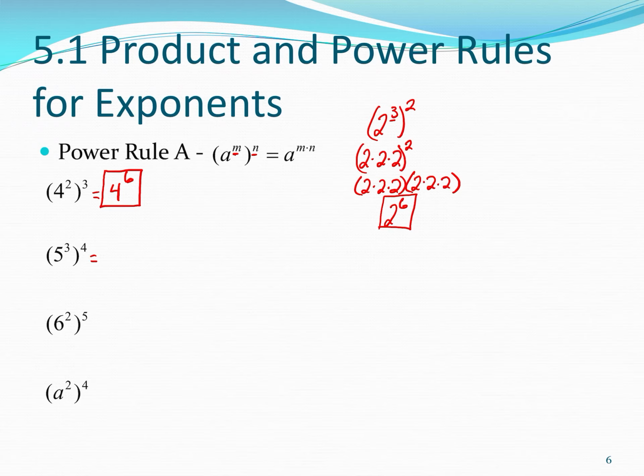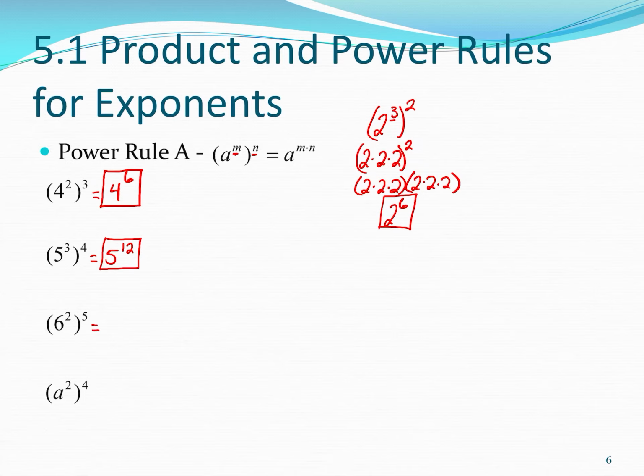Again, we could simplify that out if we needed to. On the next one, 5 cubed to the 4th power. Well, again, that's 5 3 times, and that 3 times is done 4 times. And so 3 times 4 is where that's going to come from. So it's 5 to the 12th power.